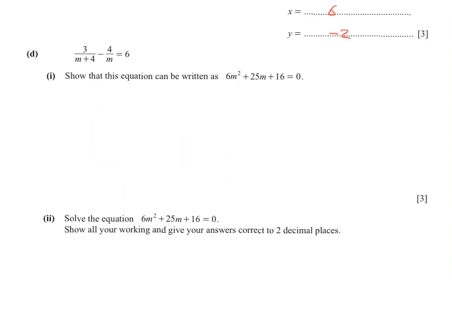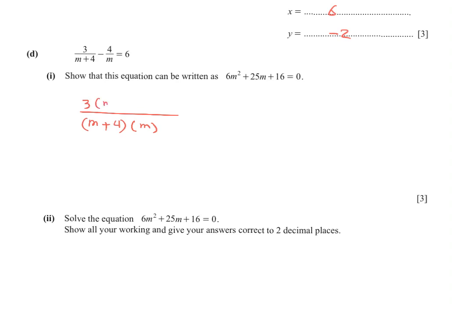D. 3 over m plus 4 minus 4 over m equals 6. Show that this equation can be written as 6m squared plus 25m plus 16. Firstly, make the two fractions a single fraction. So m plus 4 times m. Multiply the denominators, then cross multiply for the numerator.